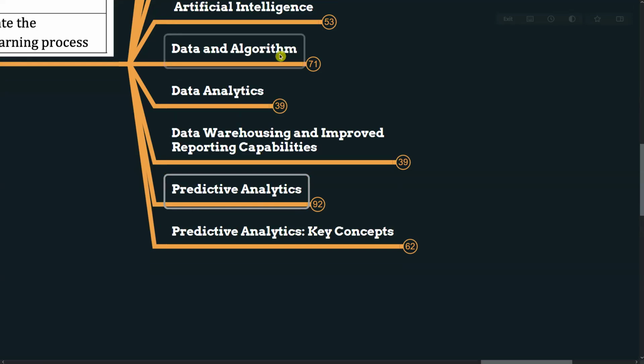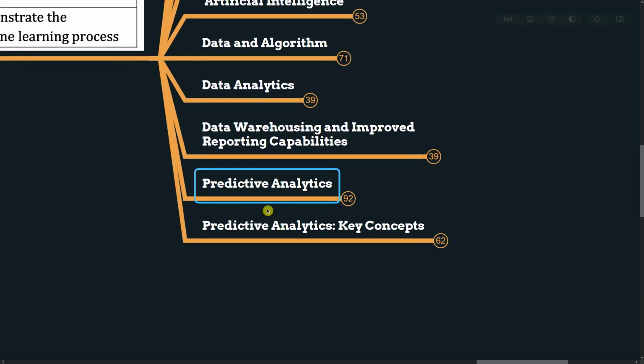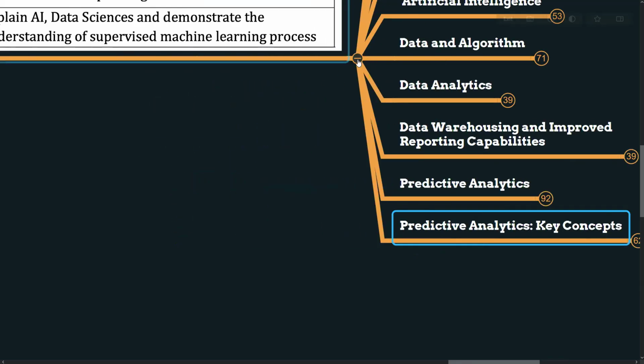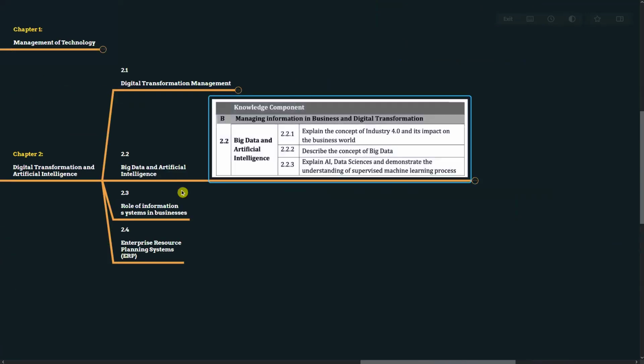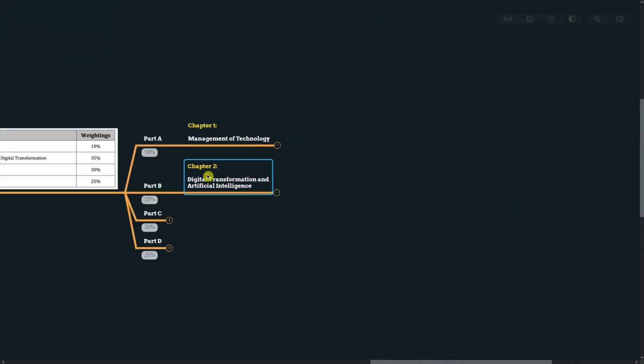Okay, fine. Please read the study text I have already provided. In that study text, all the notes are there. Please read and understand it and come to class. Then my explanation will be more effective for you. So let's move to the next class, and in the next class we will talk about predictive analytics and key concepts. Then we will move to the other areas of information systems and ERPs and so on.